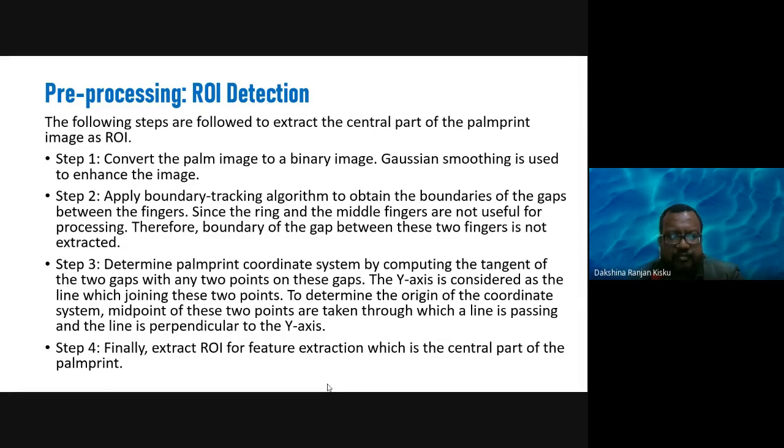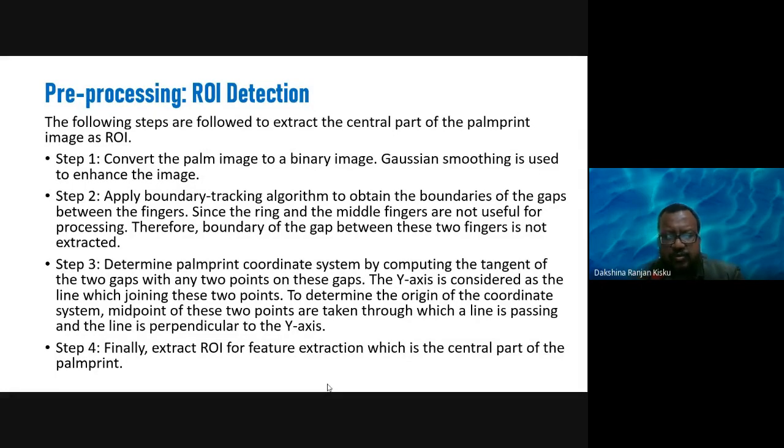In the second step, we apply a boundary tracking algorithm. Why do we need to apply the boundary tracking algorithm? By applying it, we can obtain the boundaries of the gaps between the fingers. Okay, so after having the binary image, we apply the boundary tracking algorithm to obtain the boundaries of the gaps between fingers. We know that we have five different fingers on a palm image. One is the thumb, then the index finger, then the middle finger, then the ring finger, and finally the little finger.